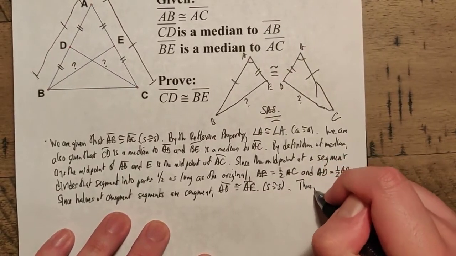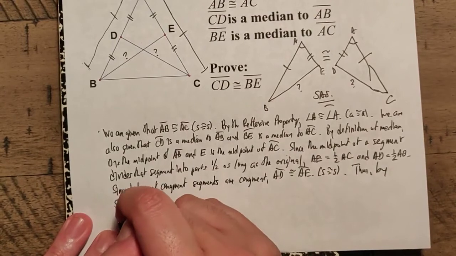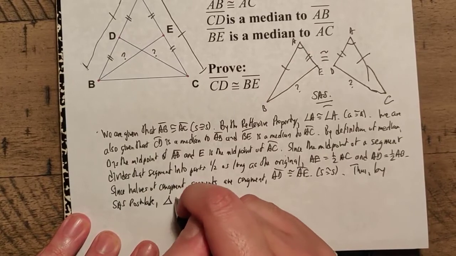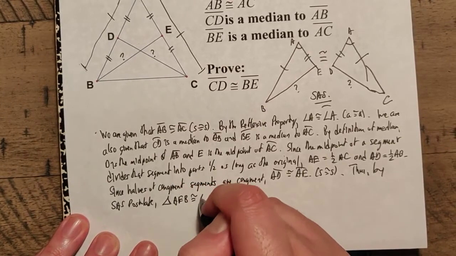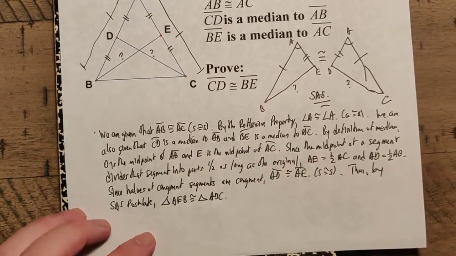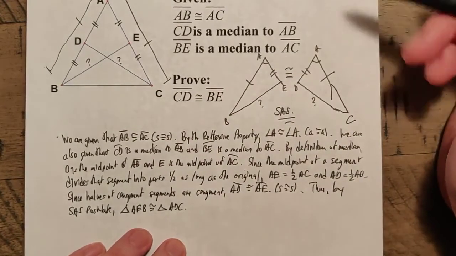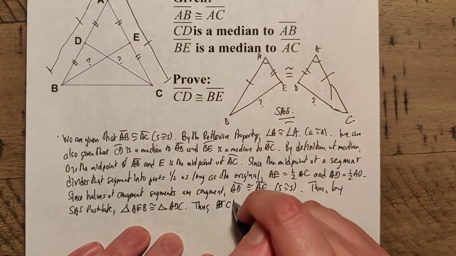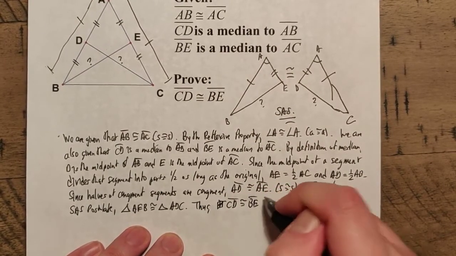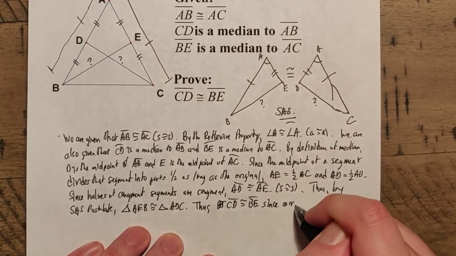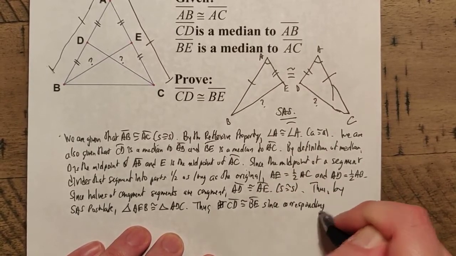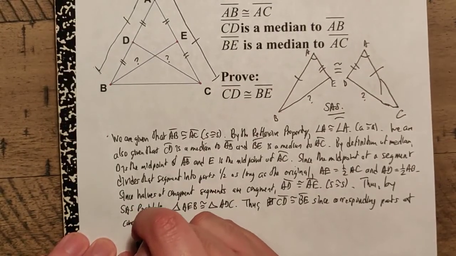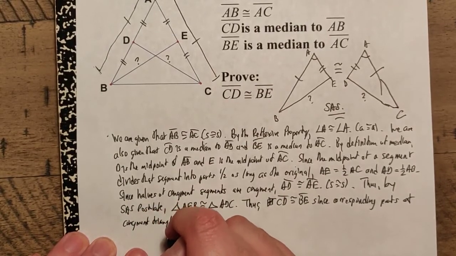So thus, by side angle side postulate, triangle AEB is congruent to triangle ADC. And now we're basically done here, because now all I do is show the last two pieces congruent. Thus, we can say CD is congruent to BE, since corresponding parts of congruent triangles are congruent.